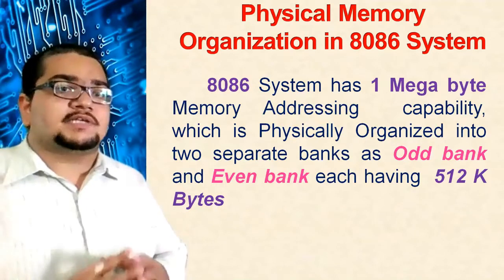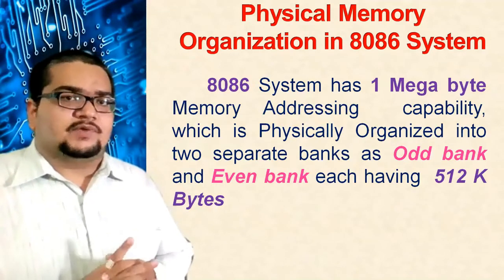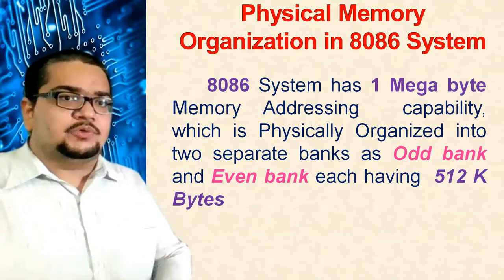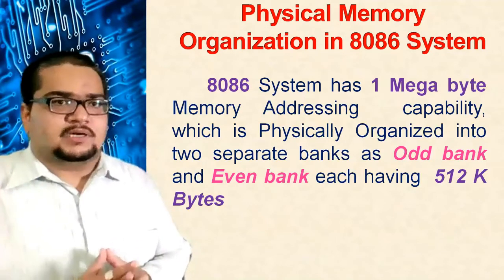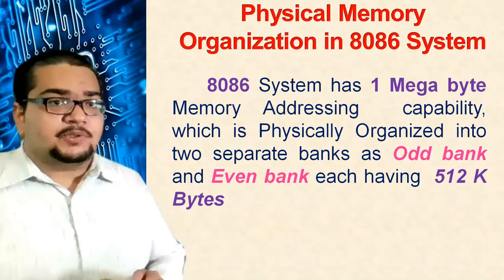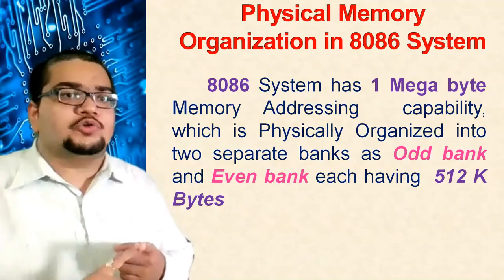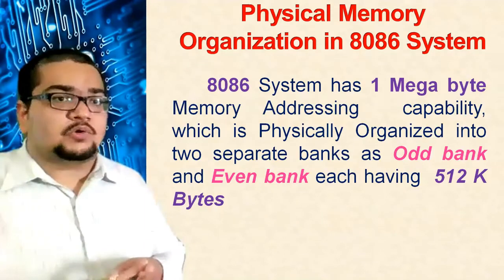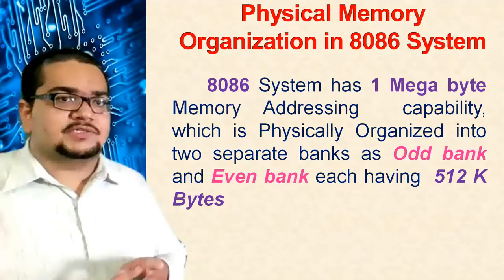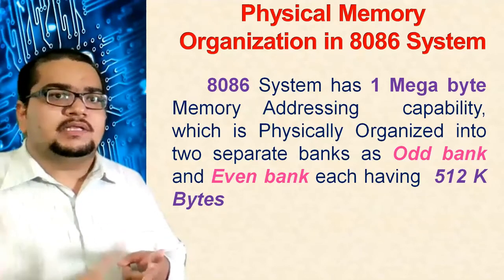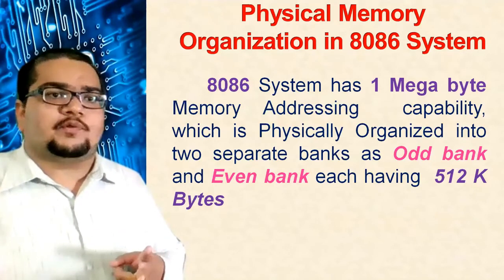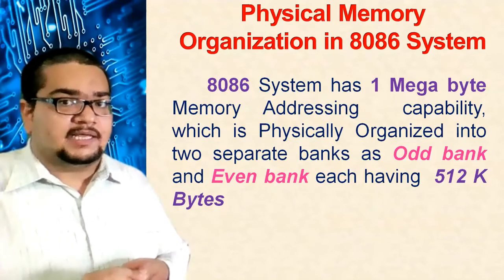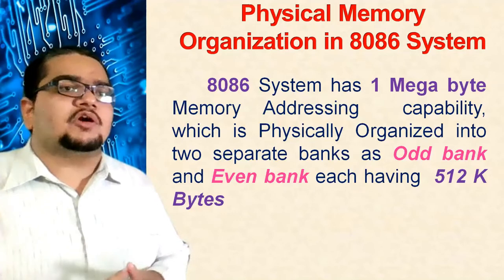Physical memory organization in the 8086 system. First of all, 8086 is a microprocessor, acting as the CPU in the computer. In that CPU also, it has the functionality of only the control unit and the ALU. The control unit controls all the computer actions, and the ALU is a unit for performing all the arithmetic and logical operations. So that is there, but that alone cannot work as a computer.